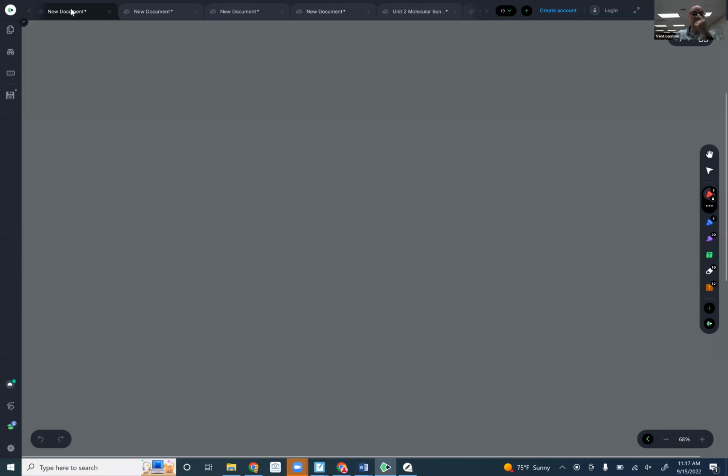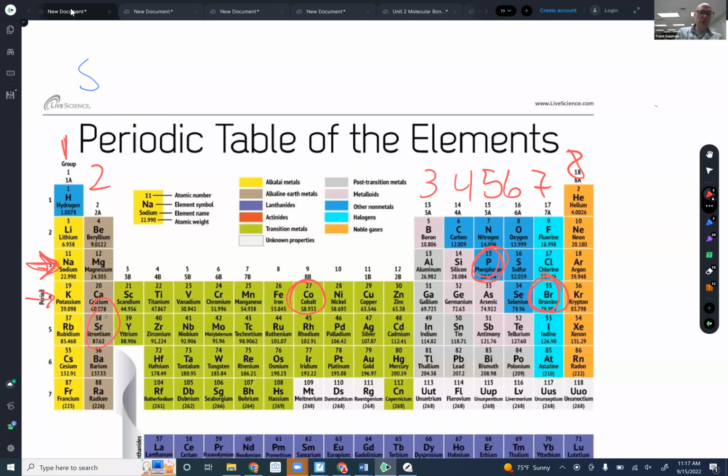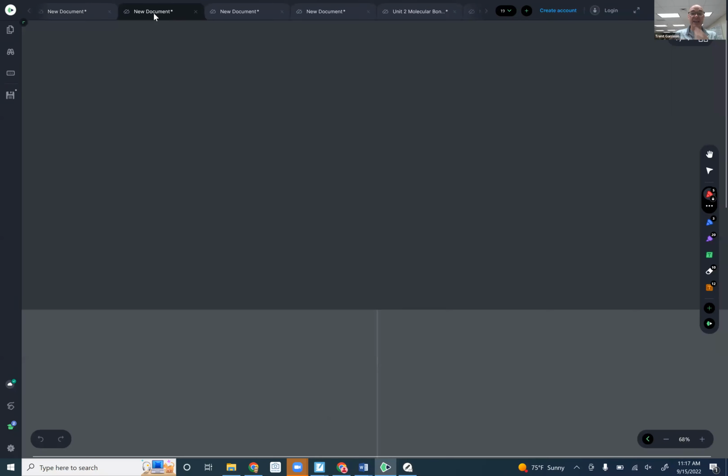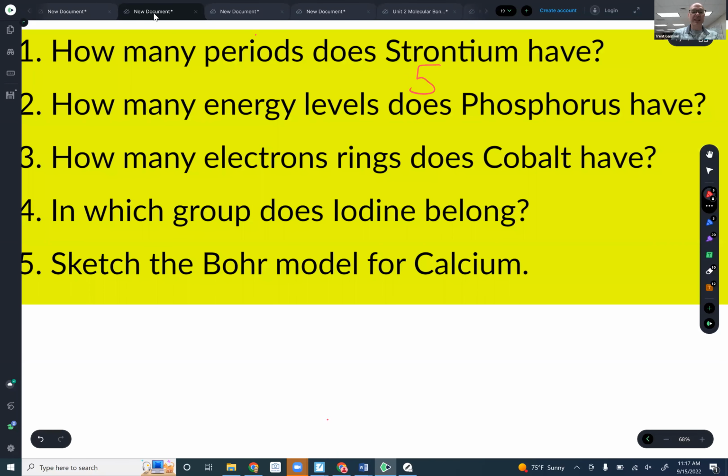So here we go. If we are looking for strontium, it is on the 5th row. So that has 5 energy levels. It has 5 periods. It has 5 rings. So trying to emphasize that fact, we have 5 as the number of periods.